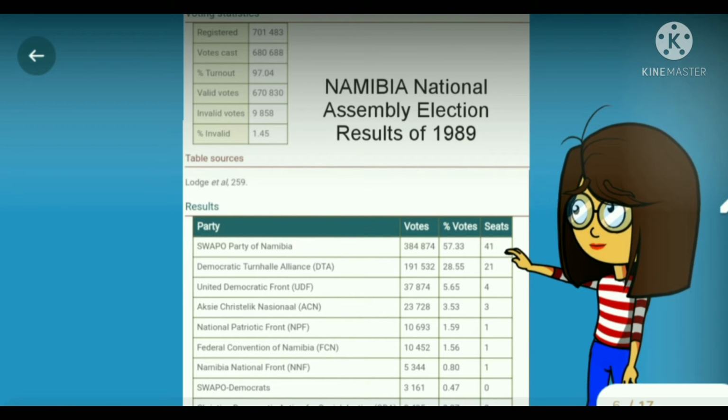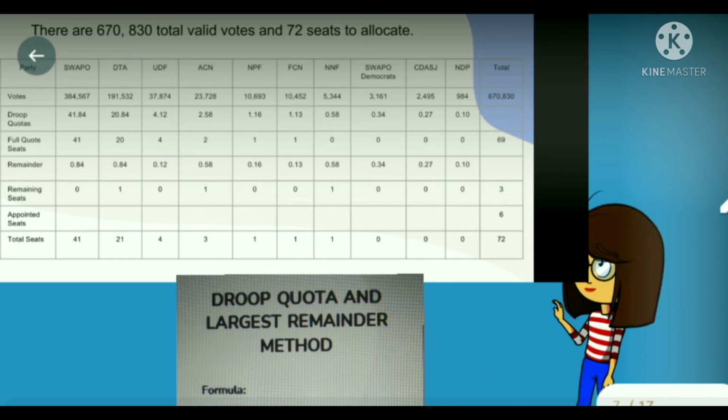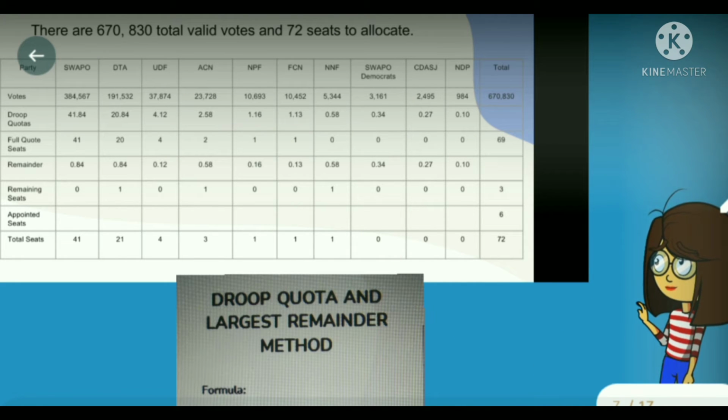So this is the Namibia National Assembly election results of 1989. There are a total of 701,483 registered voters, but only 680,688 cast their votes. Accordingly, there are 10 parties that compete for the 72 seats in the parliament. So how do we compute this? Before we determine the number of seats for every party, we will first use the Droop quota and largest remainder method in order to get the quota for each seat.